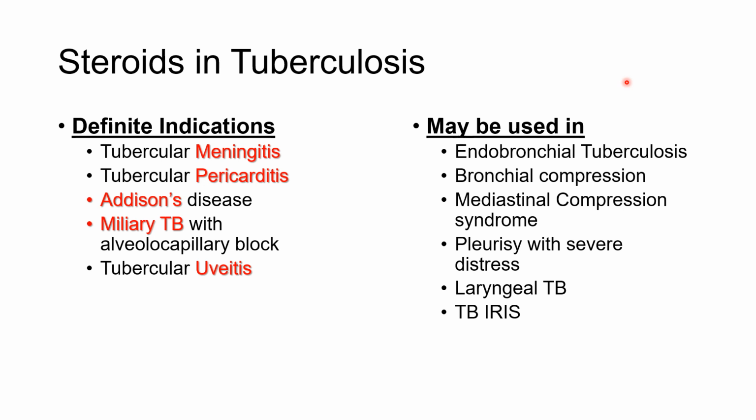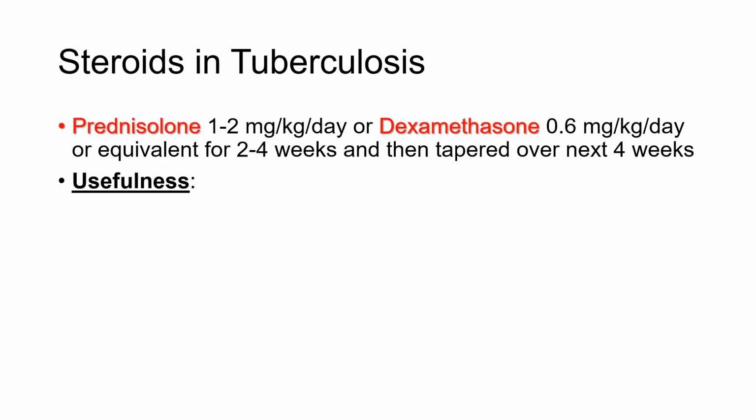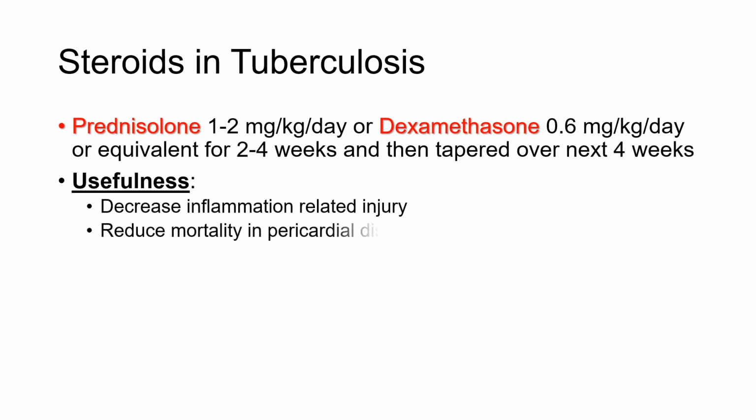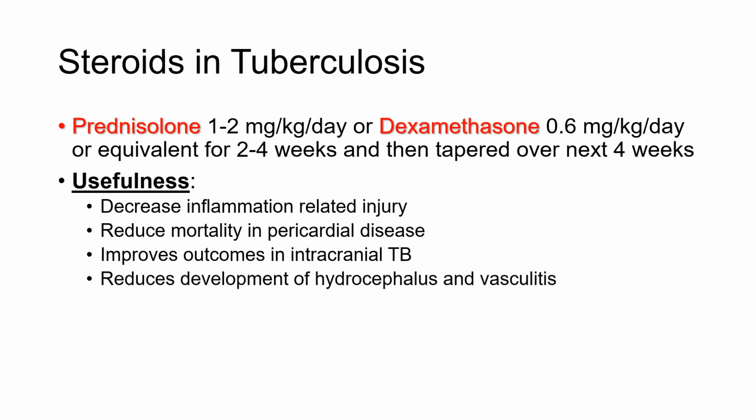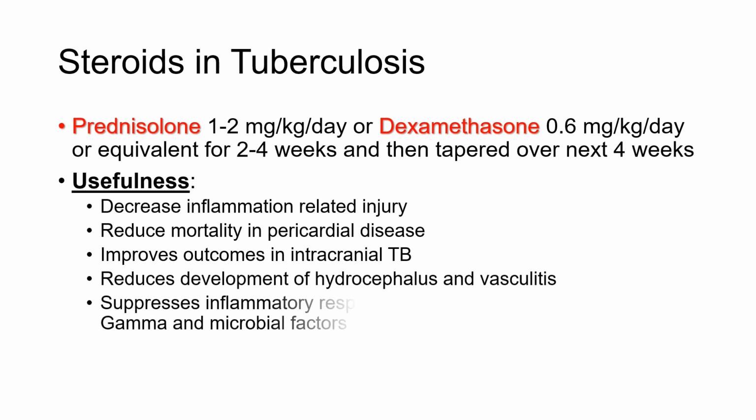So why do we use steroids in tuberculosis? Steroids are useful in decreasing the inflammation related injury, reducing the mortality in pericardial disease, and they improve the outcomes in intracranial tuberculosis. They reduce the development of hydrocephalus and vasculitis, and they suppress the inflammatory response caused by interaction of interleukin 2, interferon gamma and microbial factors.